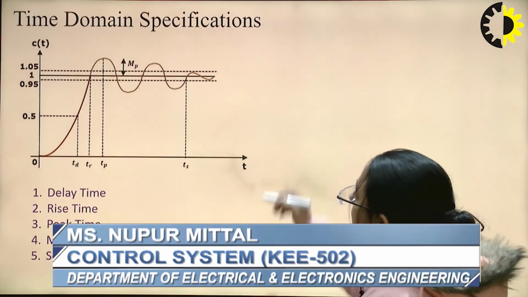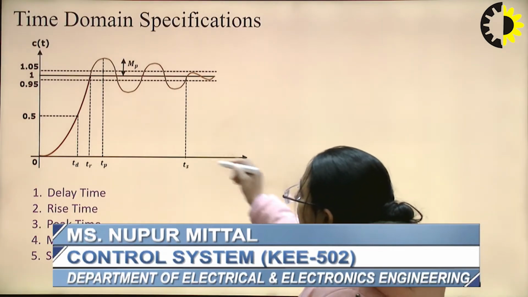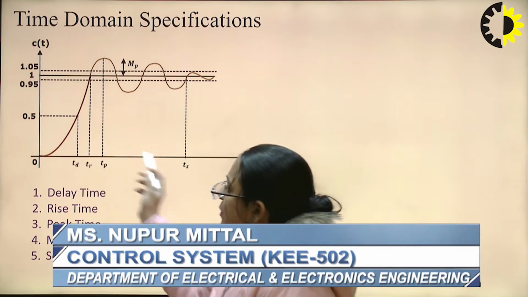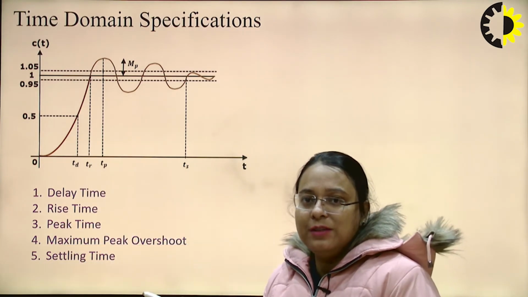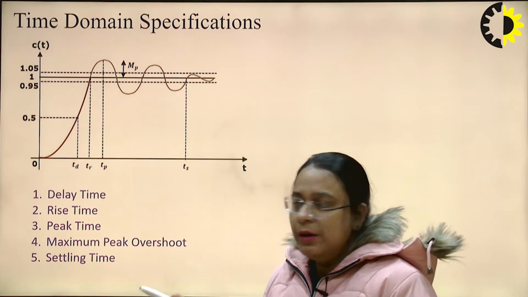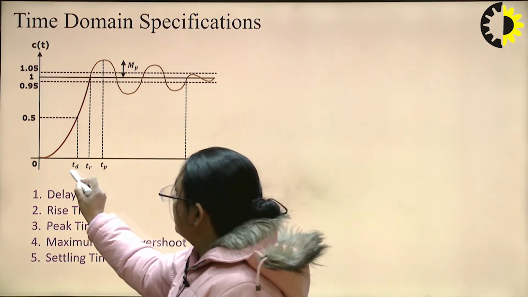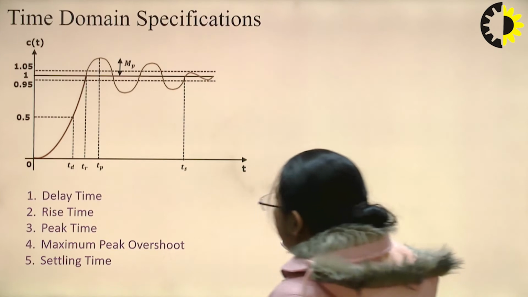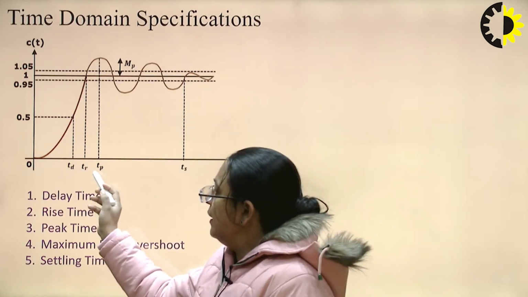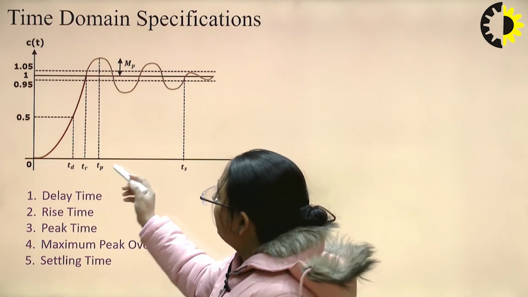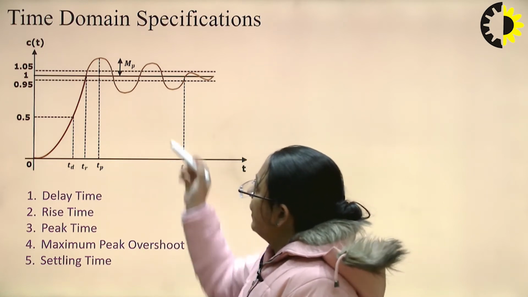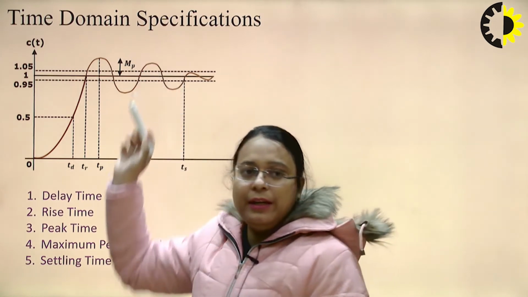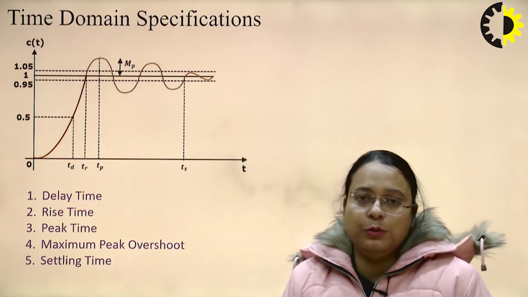So you can see this graph. This graph is representing the time response, transient response specification and the steady state specification of the second order control system. Here the specifications: TD is the delay time, TR is the rise time, TP is the peak time, TS represents the settling time, and MP is representing the maximum peak overshoot.